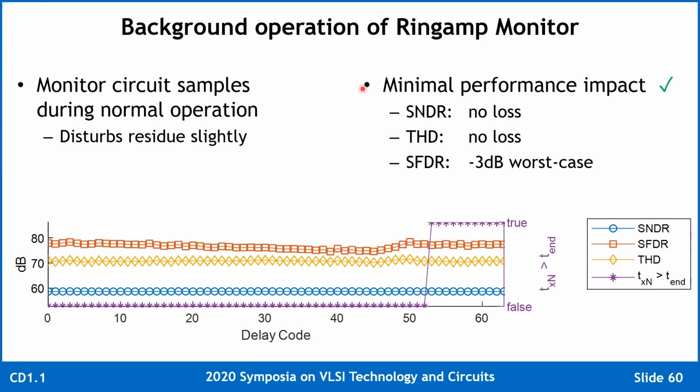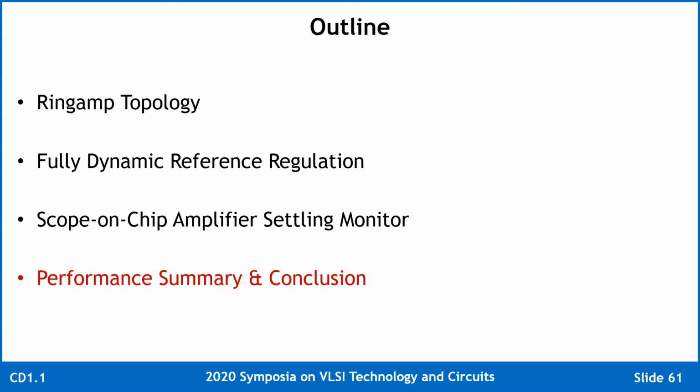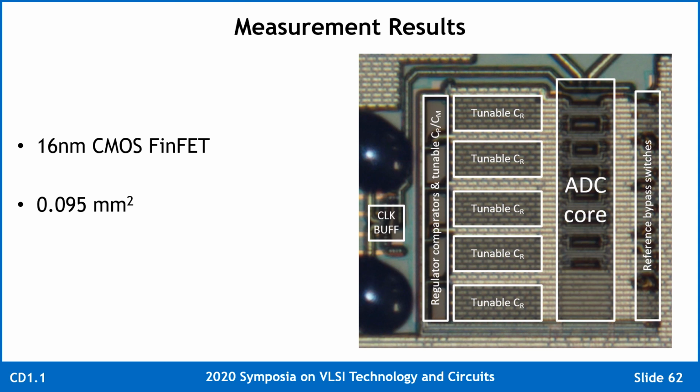Background operation of the monitor circuit has a minimal impact on core ADC performance. There's essentially no measurable loss in SNDR or THD, and just SFDR degradation of 3 dB in the worst case. Let's now finish with a performance summary and some conclusions. The ADC is implemented in a 16 nanometer CMOS FinFET technology and occupies 0.095 millimeters squared.